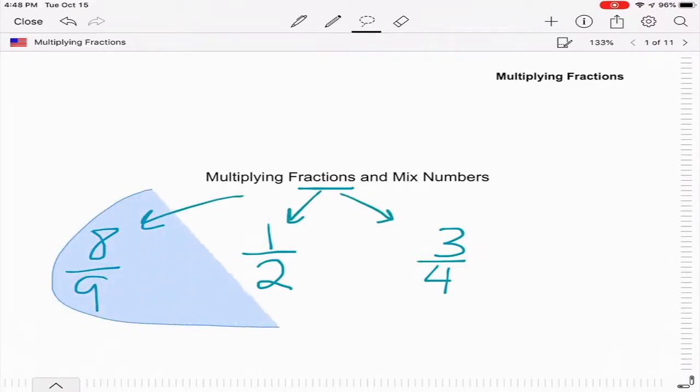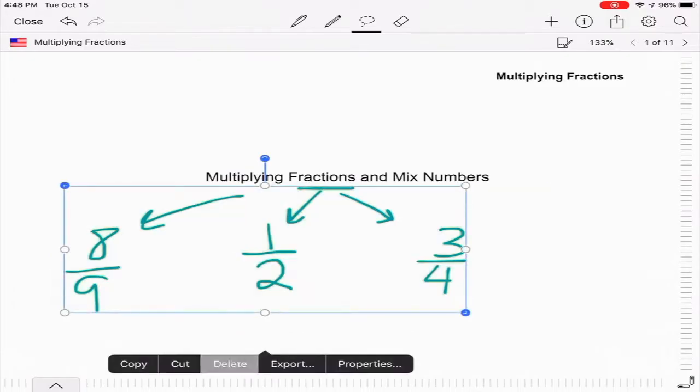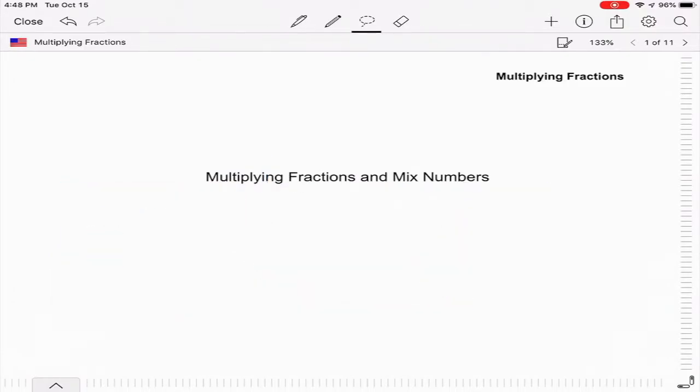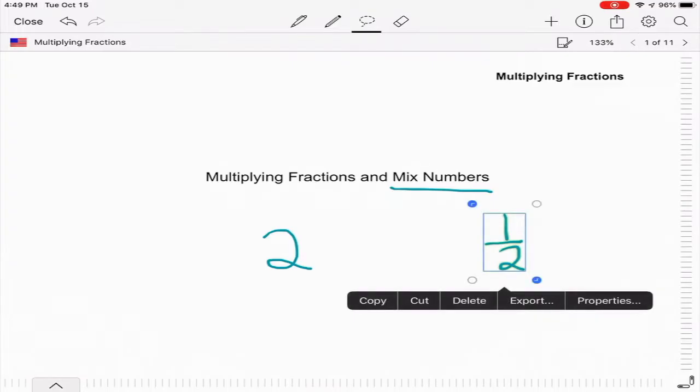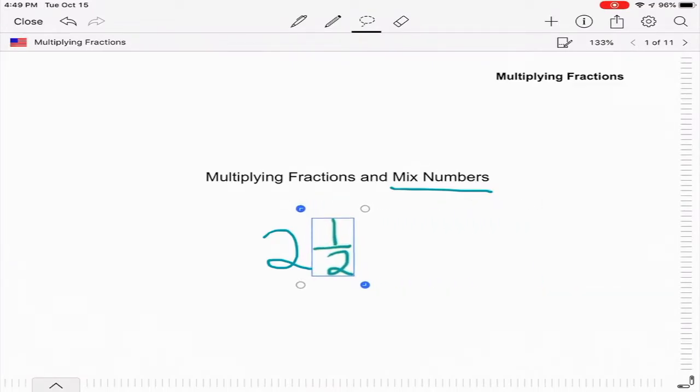A mixed number, I want you guys to know the difference. A mixed number is a mix of two different types of numbers. So for example, the number 2 is a whole number, and this 1/2 is a fraction. And if you put it together, you get 2 and 1/2. That is a mixed number because you're mixing a fraction with a whole number.